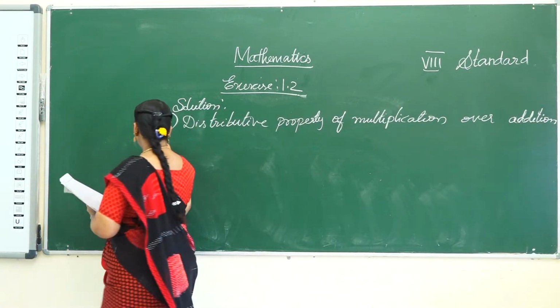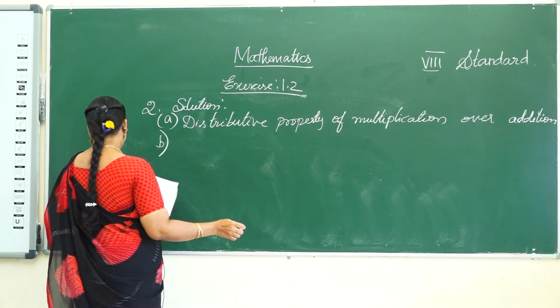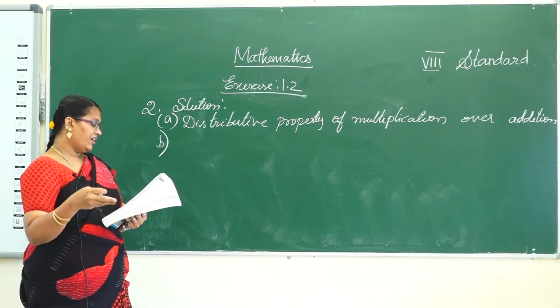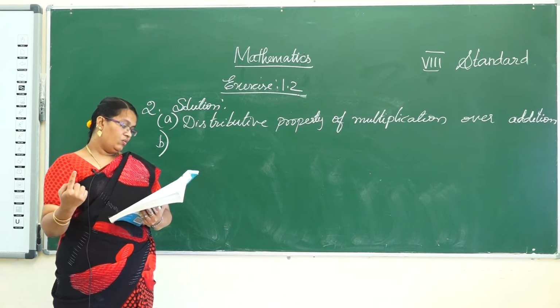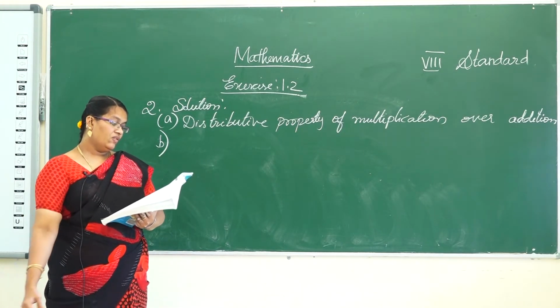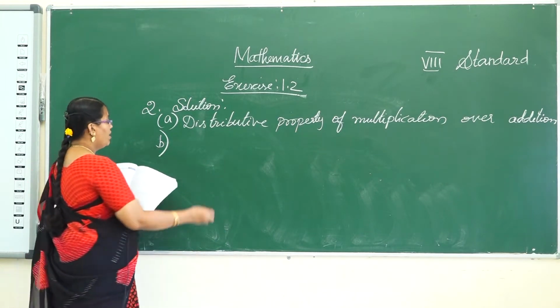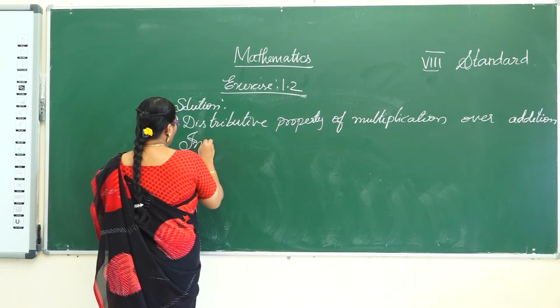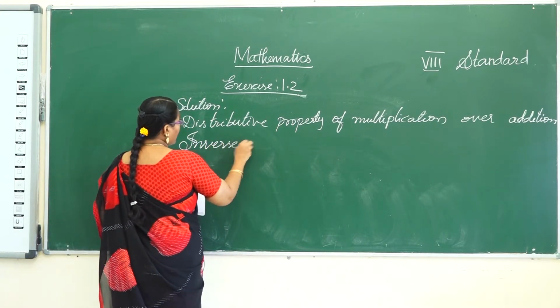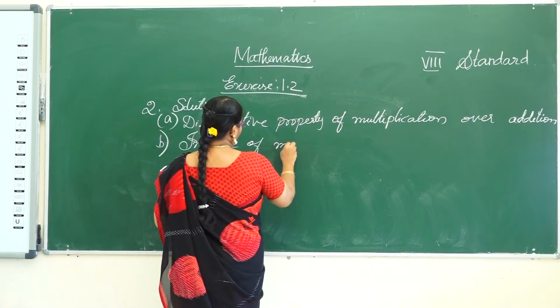And second one, B. 4 by 9, next one written as the reciprocal, we get the value 1. So that is the inverse of multiplication. The second answer is inverse of multiplication.